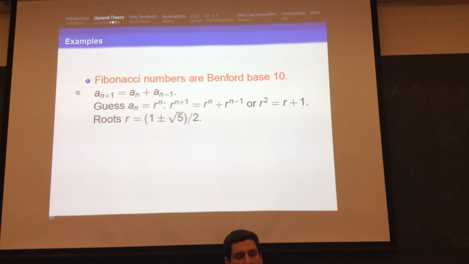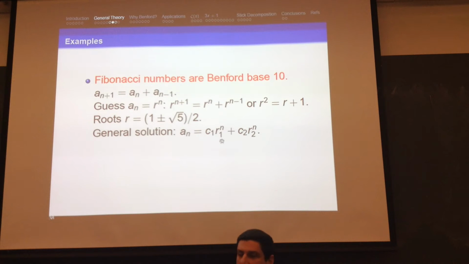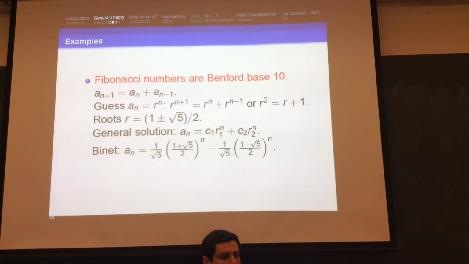It turns out if r solves this, so does 2r or 3r or 4r. You can multiply by any constant. You can add two solutions and it's a solution because it's a nice linear recurrence. And so you get the general solution is C1 r1 to the n plus C2 r2 to the n. And then you just look at the first two values to figure out what C1 and C2 are, and you get Binet's formula. And again, I always find Binet's formula miraculous. You've got square roots, you've got division, it's always an integer.